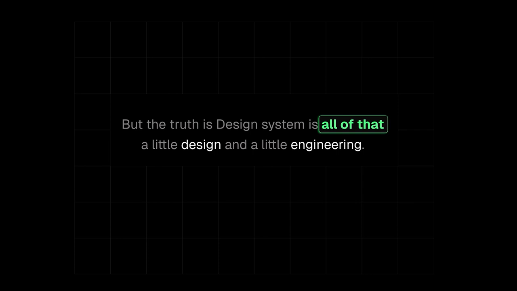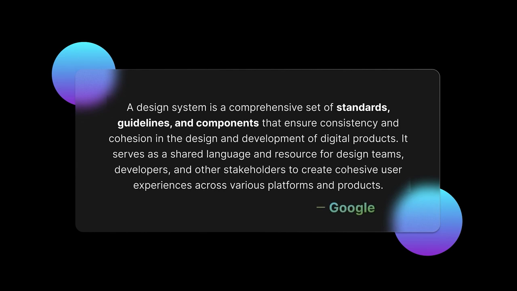But the truth is, a design system is all of that, a little design and a little engineering. So what do I mean by that? Well, according to Google, a design system is a comprehensive set of standard guidelines and components that ensure consistency and cohesion in the design and development of a digital product. It serves as a shared language and resource for design teams, developers, and other stakeholders to create a cohesive user experience across various platforms and products.